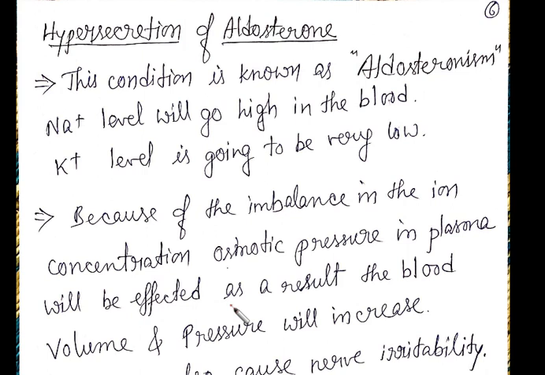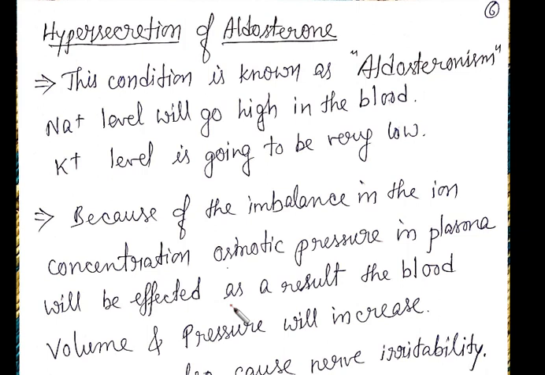Okay. And in this case, what is happening? In this condition, the sodium ion level will go high in the blood, and the potassium level is going to be very low. Simply opposite, right? And this imbalance in the concentration of the ions is also going to affect the osmotic pressure of the plasma, right?